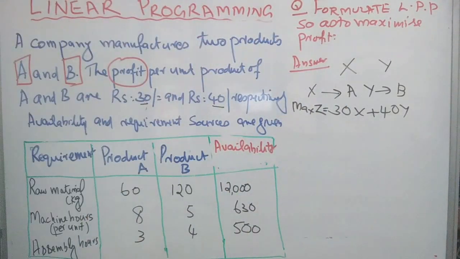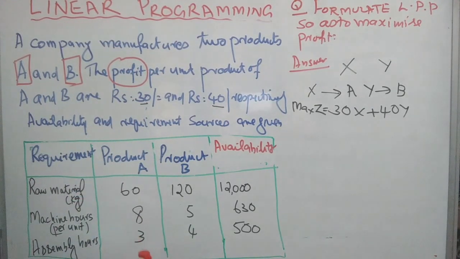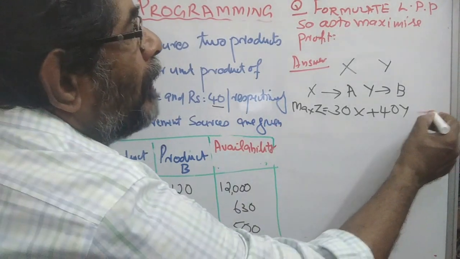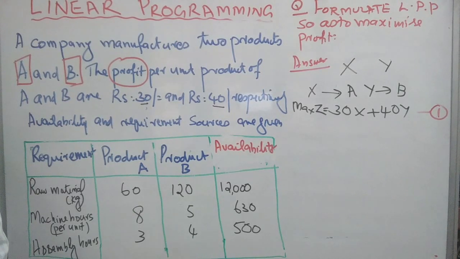And we express it as maximize Z equal to 30x plus 40y. That is the objective function of the problem. Suppose there are no restrictions on availability and requirement conditions. We get infinite rupees of profit. How? Produce an infinite number of units of A and an infinite number of units of B. We get infinite rupees of profit.